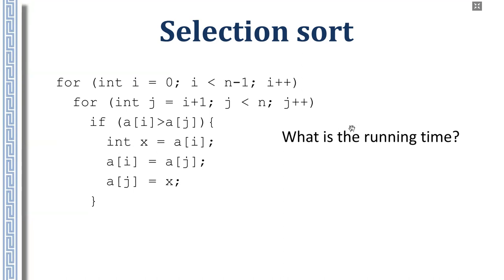But what about running time, about time complexity? We have 2 nested for loops. The outer for loop has n steps anyway, and the inner for loop has at most n steps. The number of steps for the inner loop depends on I, you can see. The first time, we have n minus 1 steps. The second time, it is n minus 2 steps, and so on. But anyway, it is at most n. So we have complexity n times n, that is n squared.